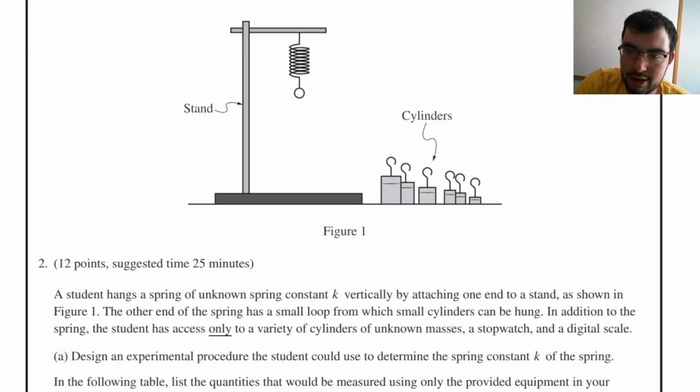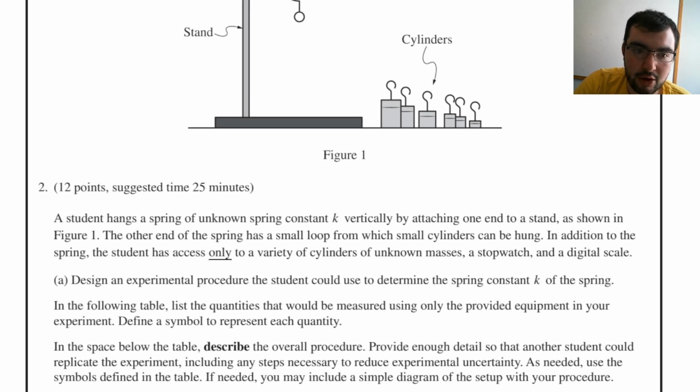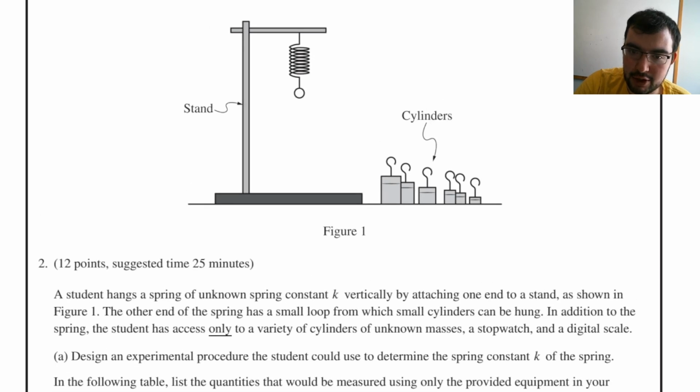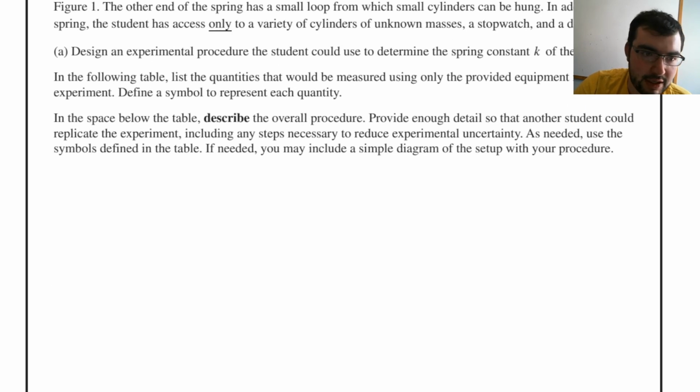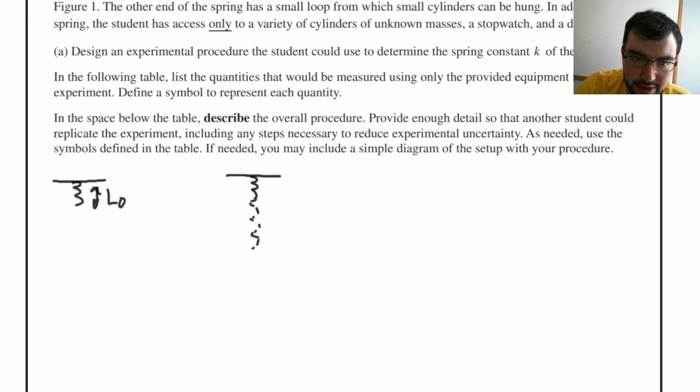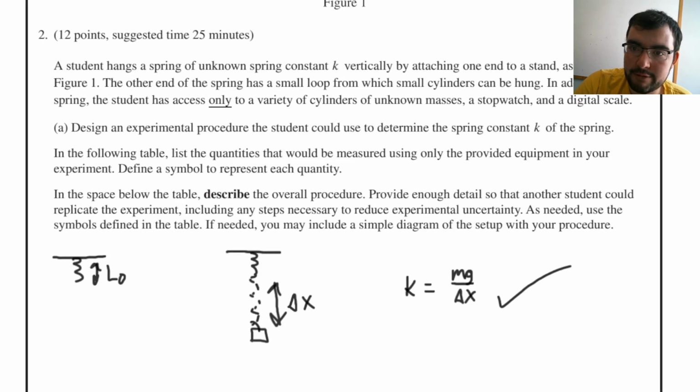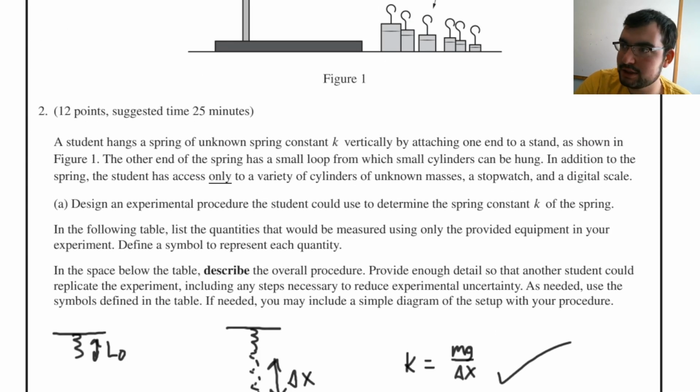the stand. In addition to the spring, the student only has access to a variety of cylinders of unknown masses, a stopwatch, and a digital scale. So, what's important here is that for springs, the easiest way is to take a spring, measure its length, attach a mass to it, measure its change in length. K equals mg over delta x. Boom.